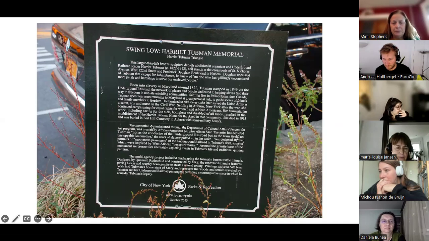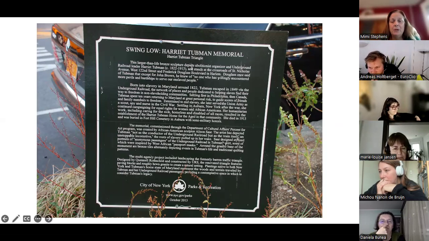The memorial is commissioned through the Department of Cultural Affairs 1% for Arts program, which was created by African-American sculptor Allison Saar. So they use an African-American sculptor. The artist has depicted an unstoppable Tubman not as the conductor of the Underground Railroad, but as the train itself, an unstoppable locomotive. The roots of slavery are pulled up in her wake.